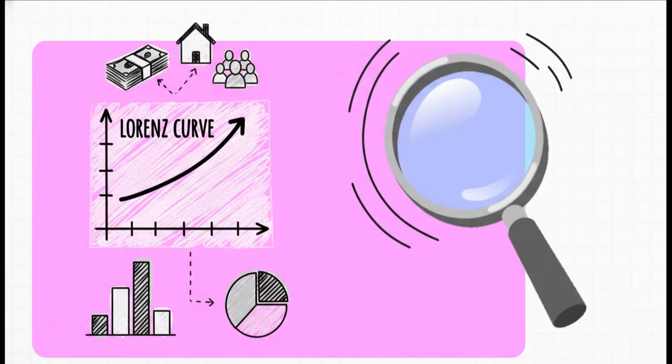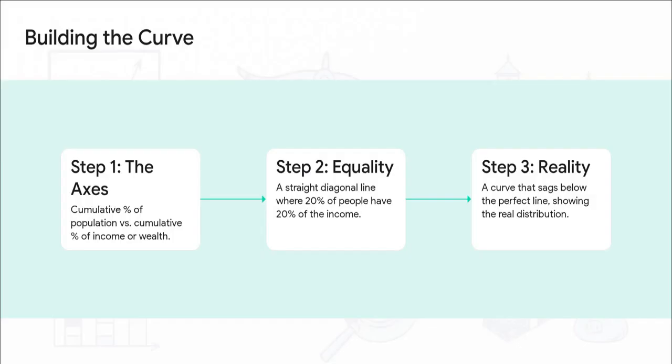So, what was Gini's big idea? Well, it doesn't start with some crazy formula. Nope, it starts with a picture. It's called the Lorenz Curve, and it's a surprisingly simple way to visualize how all the money in a country is actually divvied up. Okay, let's build this thing together, step by step.